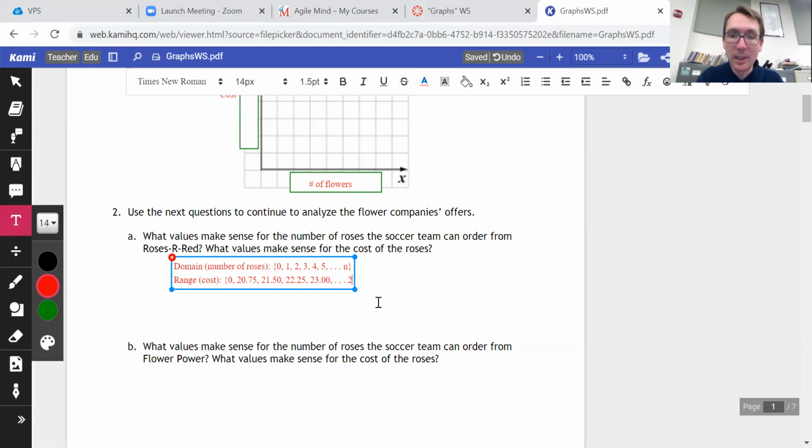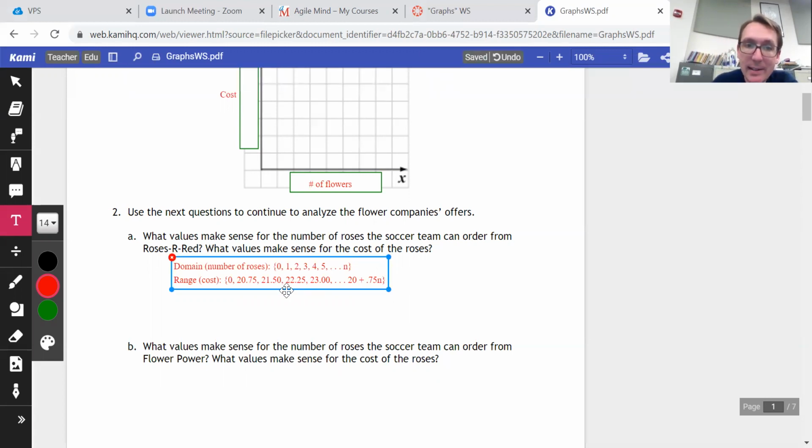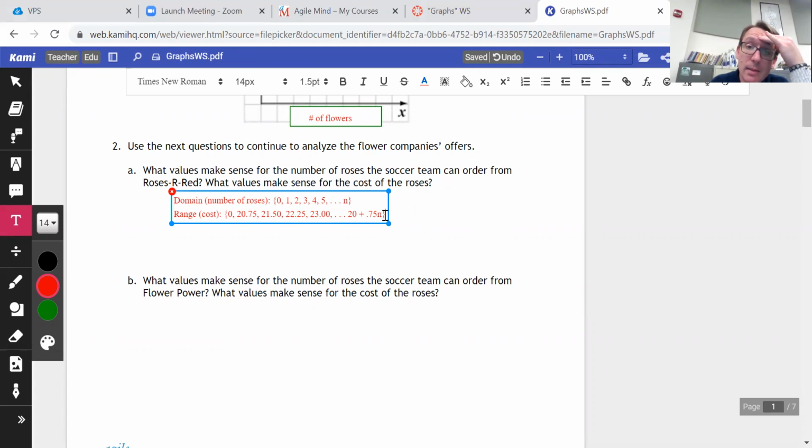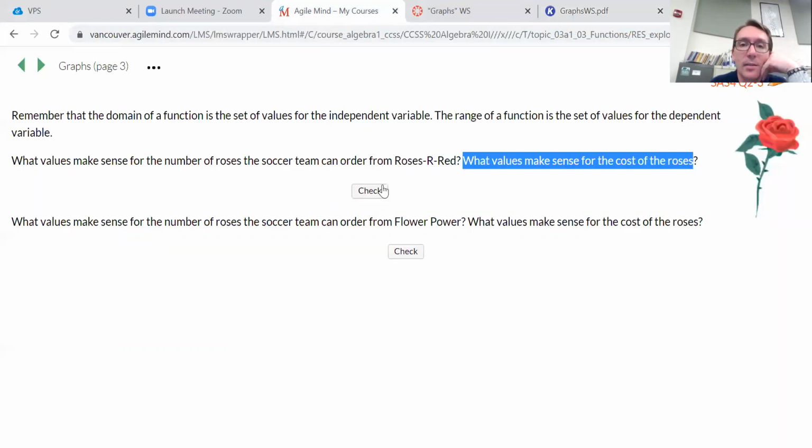It's always going to be $20 plus 75 cents times however many roses I buy. We did that in the last assignment. Hopefully it makes sense. Okay, so that is for Roses Are Red. For Flower Power, we're going to have a lot of the same things. What is the same? Think about that for Flower Power. Let's go see what they said.